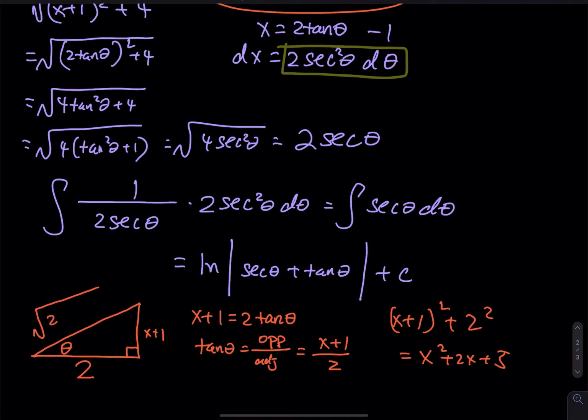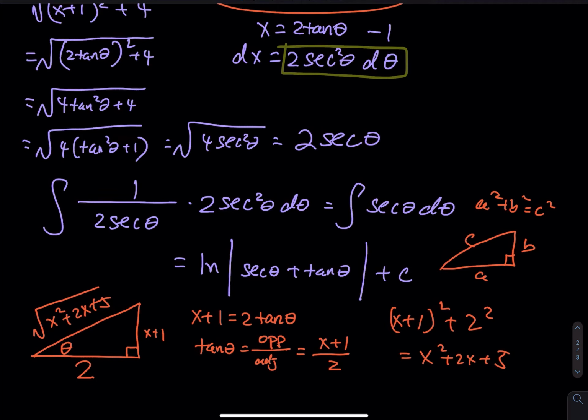So the square root of x squared plus 2x plus 5, right? Remember this? Pythagorean theorem, a, b, and c. We have a squared plus b squared equals to c squared. Pythagorean theorem. Okay, so now the right triangle is prepared.